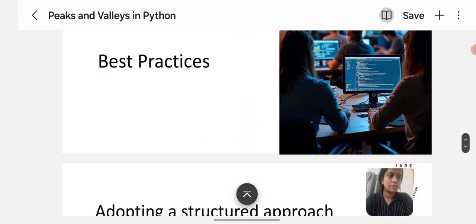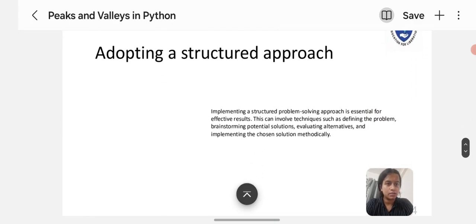Best practices. Adopting a structured approach. The topology method. The topology method is an efficient solution based on the idea of persistent homology. The method runs in linear time. In fact, it's a single loop. After the function values are internally sorted, the idea of persistent homology is intuitive.